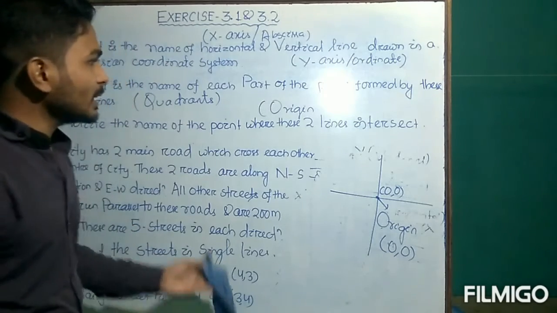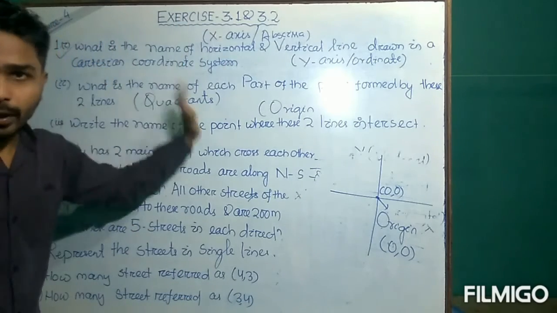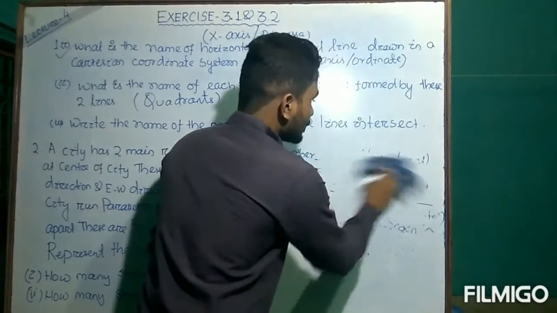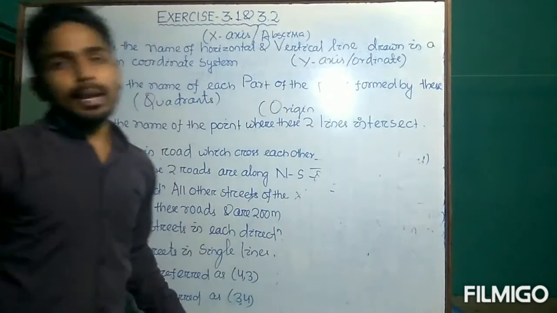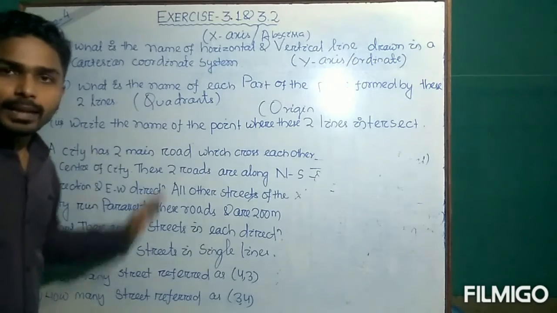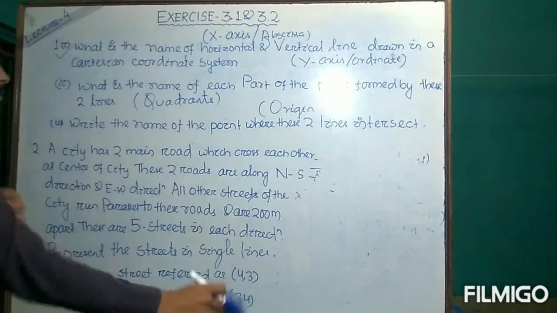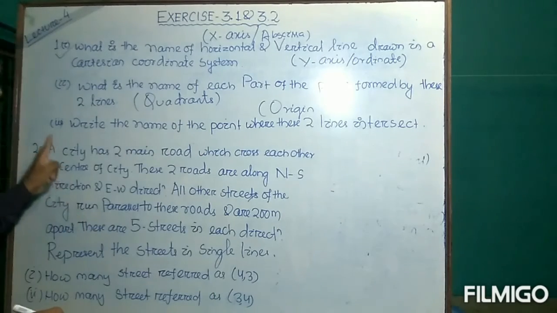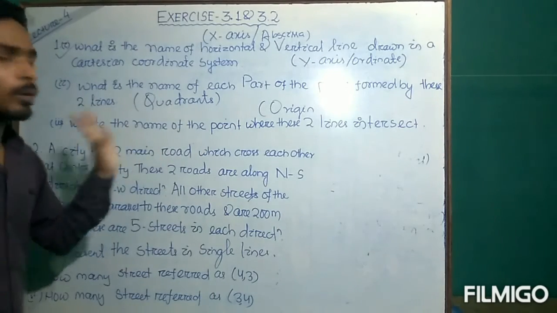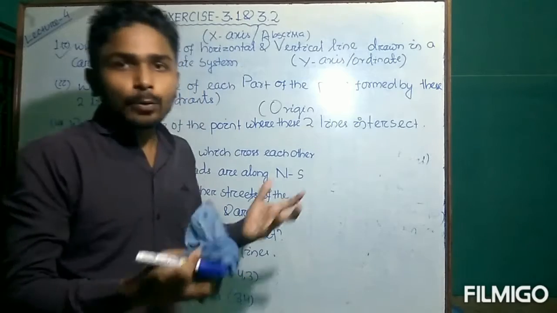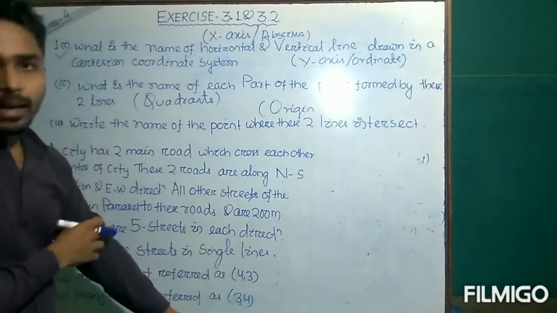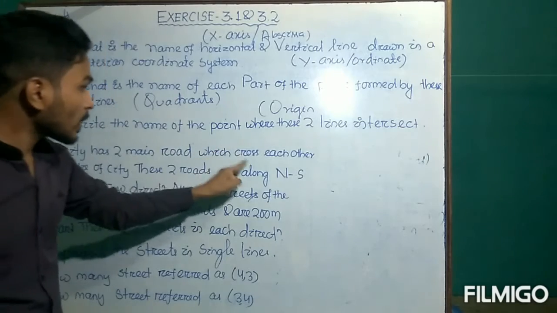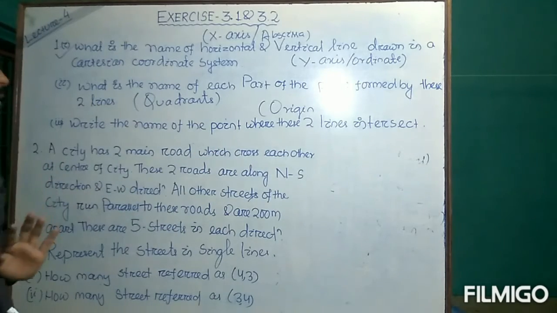So these are the three questions from exercise 3.2. Now coming to the next question, which is from exercise 3.1. It is a very long question. A city has two main roads. There is a city, a town, like Raigada. A city has two main roads which cross each other at the center of the city.